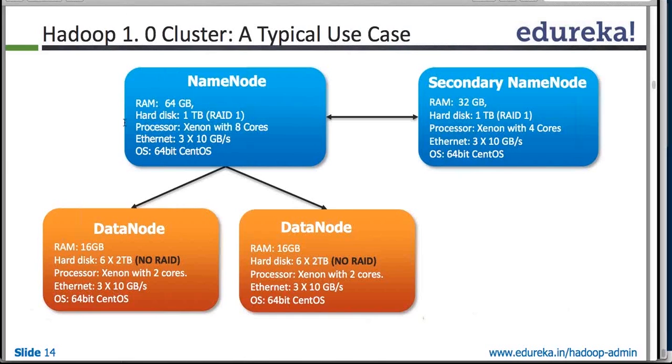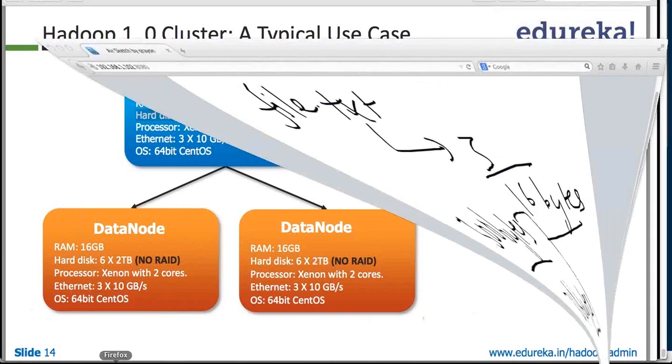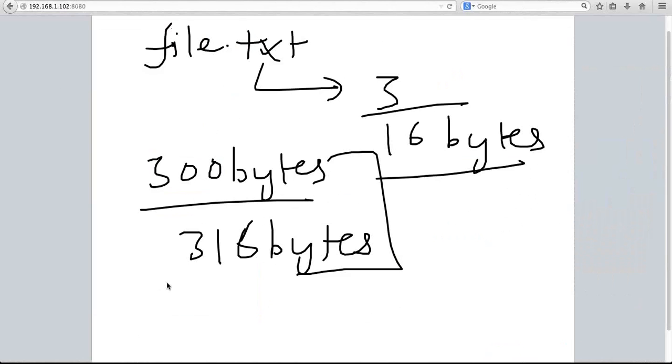Another thing, although we said that our systems will not use RAID, right? What is RAID? Let me quickly give you an idea on that also. RAID is redundant array of inexpensive disks.